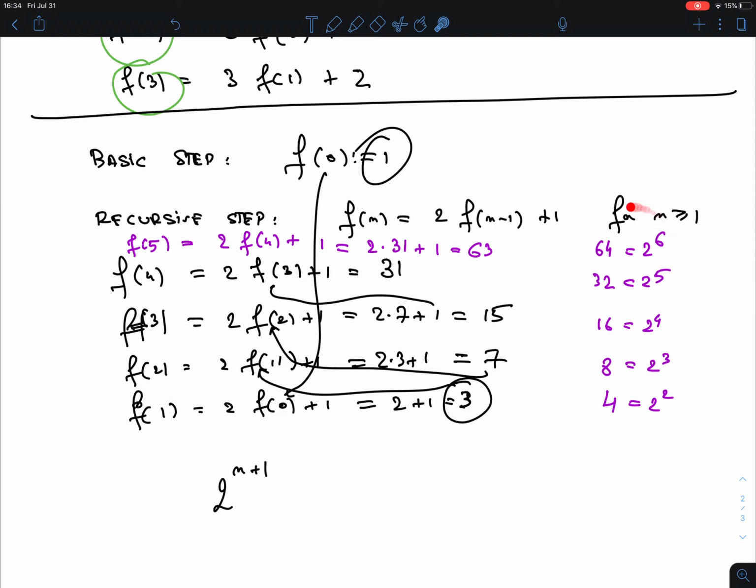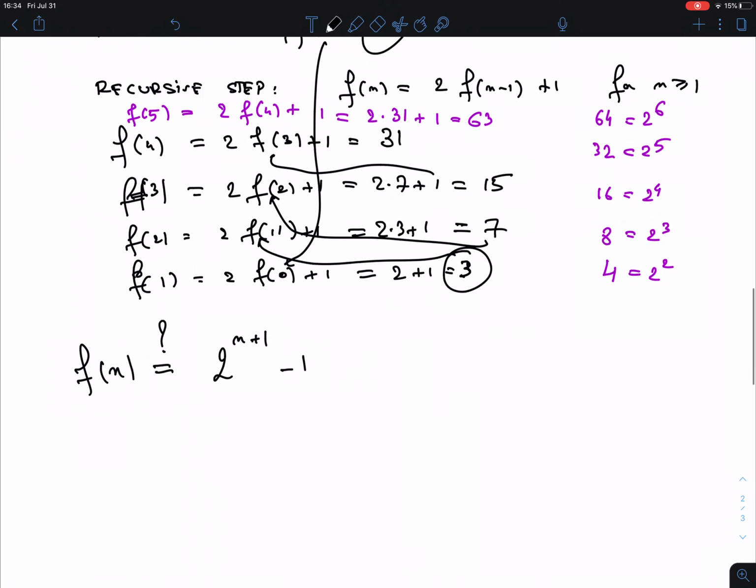Now remember, how did I get these numbers? I added 1 to these numbers. In other words, if I want to get back to these numbers, I should subtract 1 from that, right? So subtract 1. So this is now my claim. I'm guessing that the function is given by this nice formula, 2 to the n plus 1, minus 1. Okay, is that the case? So now we're going to prove by induction.